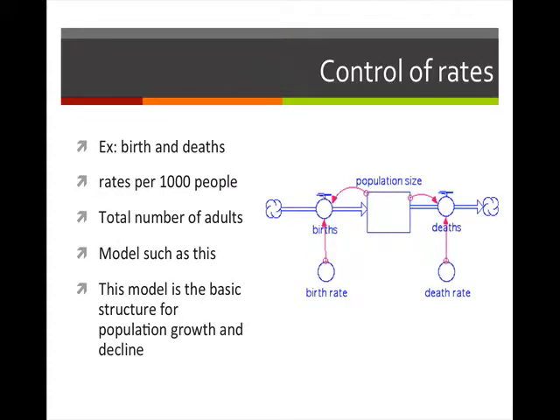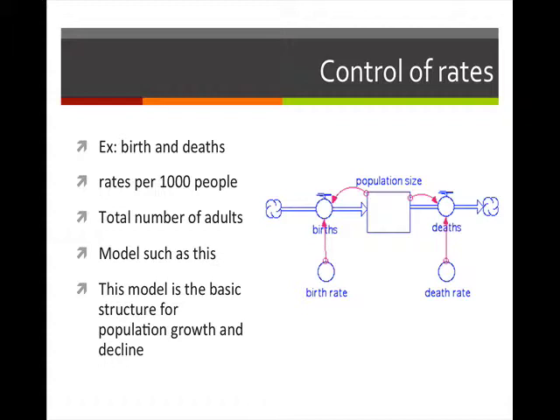Okay, now the control of rates is the next thing to look at. The control of rates is what information flows to control the flow. So here's an example that we're going to see quite a few times during this week, which is the population size is a combination of the births minus the deaths. And the births are actual new births coming in, not the birth rate. The birth rate is something like new births per 1,000 people. So if you had a population size of 10,000, the birth rate would be 10,000 people times that rate. And similarly with the death rate.